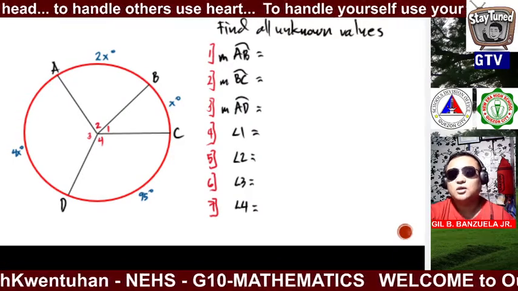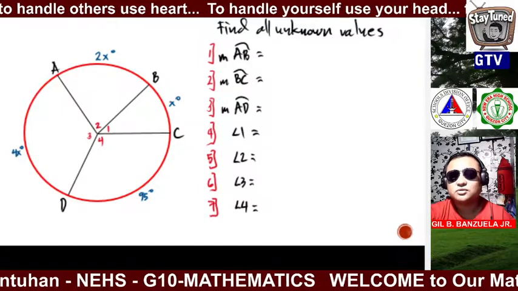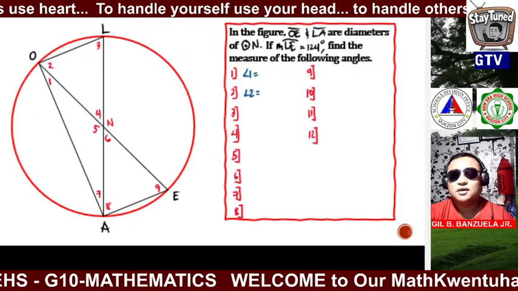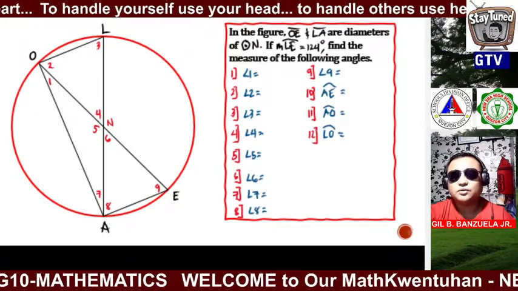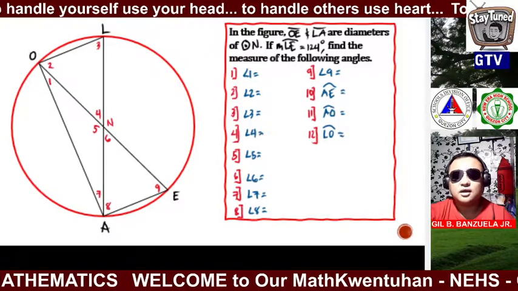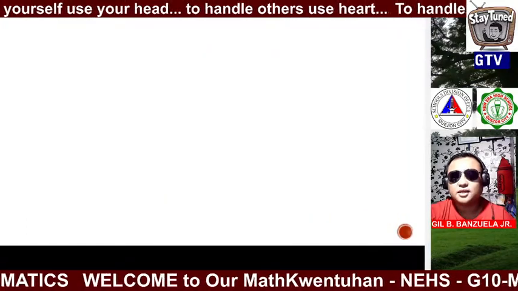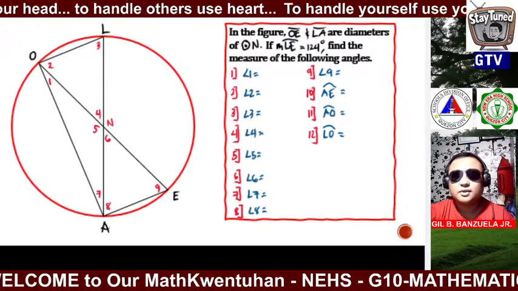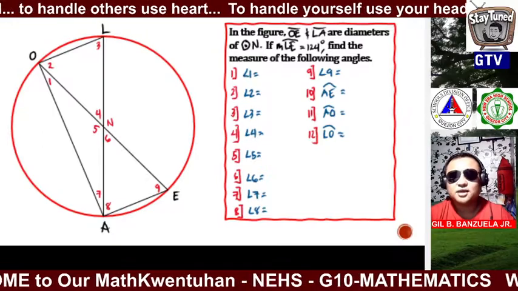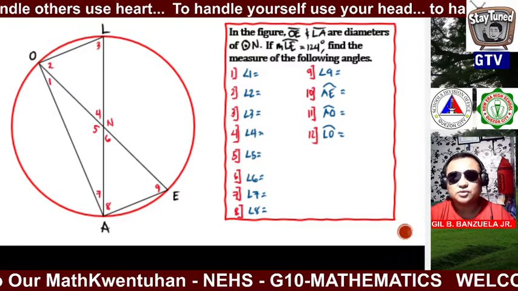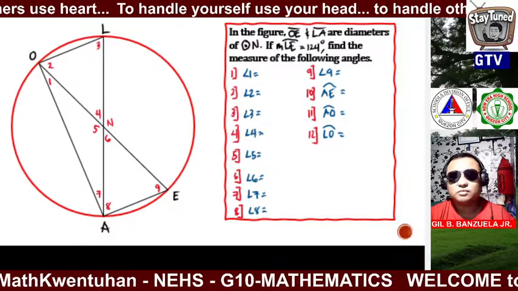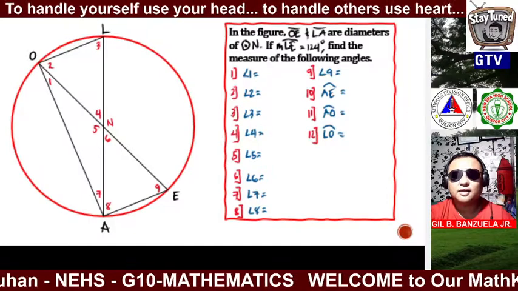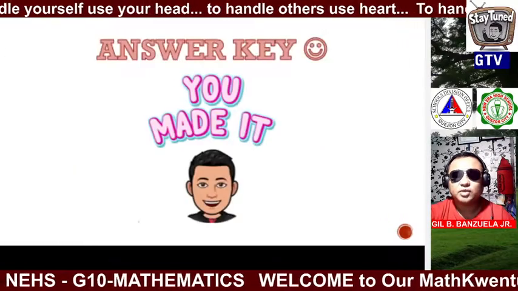So let's find all unknown values. Alright? For number 2, ayan. Okay. So let's find all those parts dito sa circle natin, no? Ayan. Okay? So, bibigyan ko kayo ng 20 minutes, guys. So, please pause the video for 20 minutes, then solve or find the measure of the following arcs or central angles. Okay? Alright.